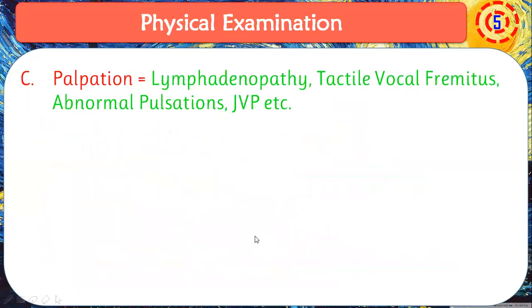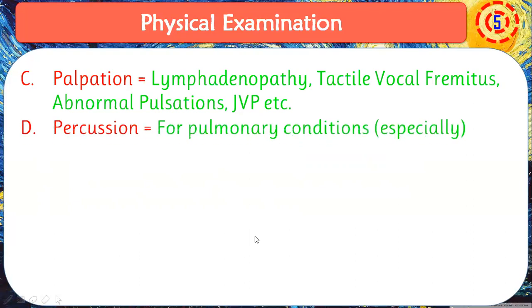So for now, let's move on to palpation. In palpation, we have to palpate if there's presence of any lymphadenopathy. We have to palpate for tactile vocal fremitus, whether there's diminished vocal fremitus or excessive vocal fremitus. And then we have to look for abnormal pulsation, if any present, in the surface area of the thorax. And also we have to look for jugular venous pulsation and measure it.